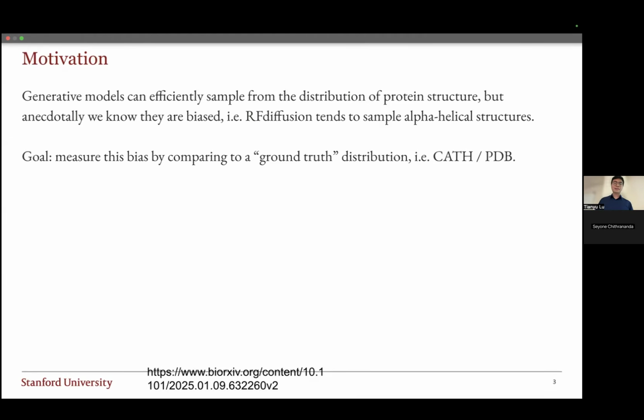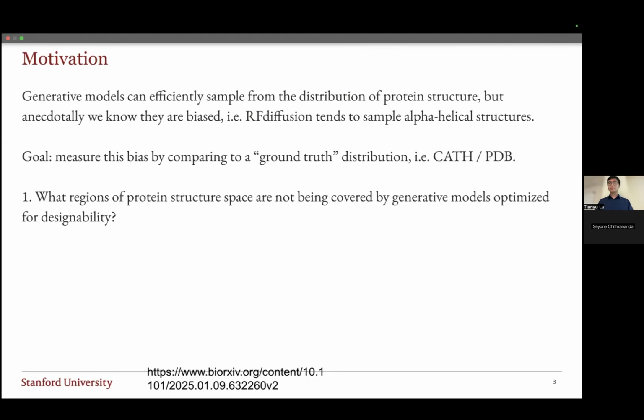The goal of this study is a benchmark of several state-of-the-art generative models for protein structures, to understand what kind of distributions they're actually modeling by comparing their sample distribution to a so-called ground truth distribution, whether it's the CATH database or the Protein Data Bank. Several questions this study tries to address: what regions of protein structure space are not being covered by generative models? Implicitly, when you're benchmarking many of these models, there is a key metric they tend to optimize for, which is designability. I'll go into a little more detail on how designability is defined.